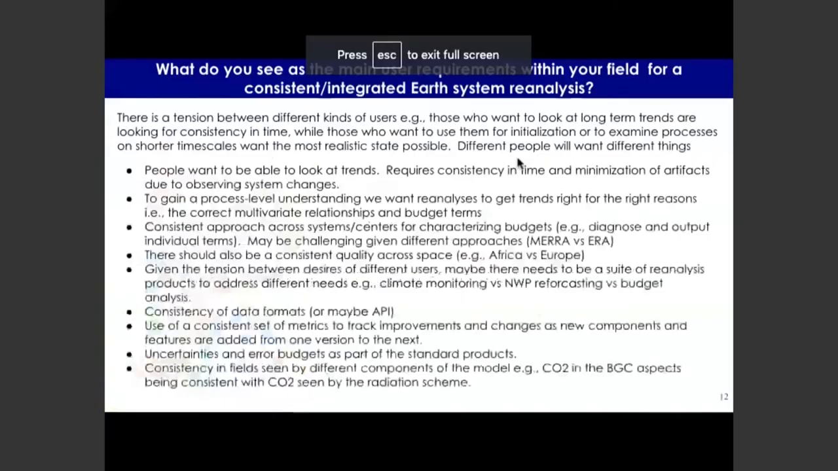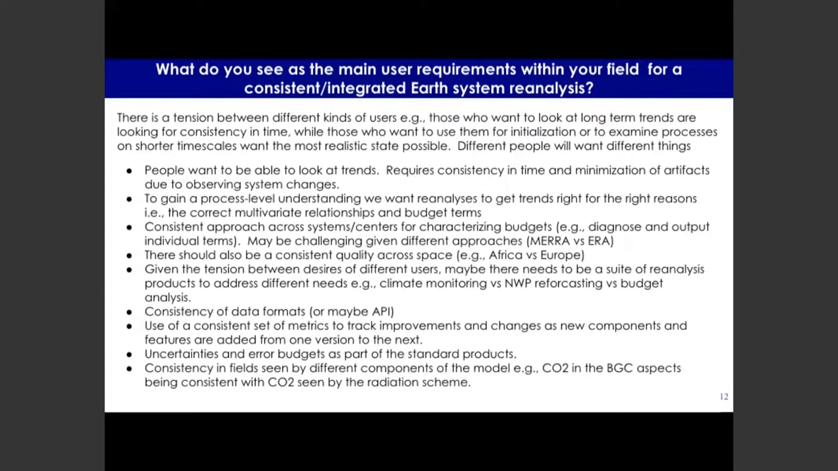Yeah, okay, great. Okay, so there's a lot of text on here. So me and Patrick are just gonna go through the different questions that we had yesterday and kind of summarize the main answers. And this one had more answers than the other questions. So, okay, this was, what do you see as the main user requirements within your field for a consistent and integrated Earth system reanalysis? And so, as with many things, there are tensions between different user groups. One thing would not satisfy everyone, probably. And so, there's that issue. Different people want different things.